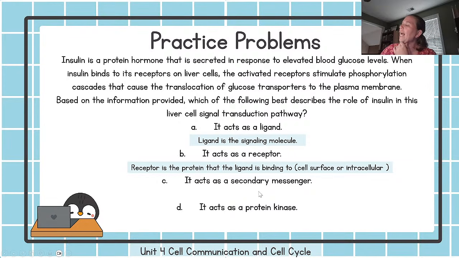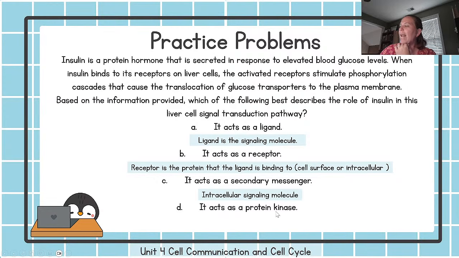Okay. It acts as a secondary messenger. Well, secondary messengers are part of transduction, and this clearly happens before transduction, plus the transduction is a phosphorylation cascade. So I don't think that it's going to be transduction, right? I don't think that it's going to be a secondary messenger.